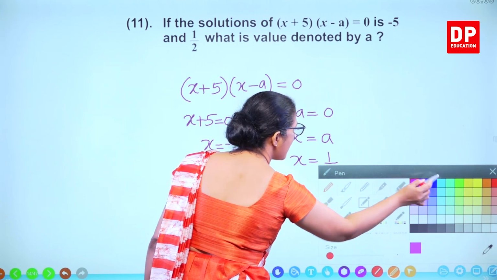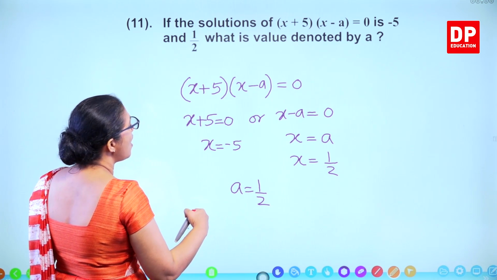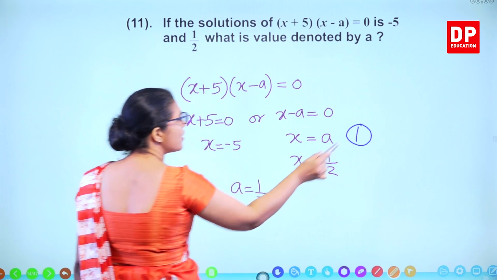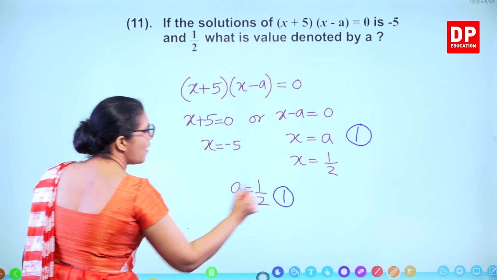So how you get marks there? You get marks for finding the method, how you get the a and the value for a.